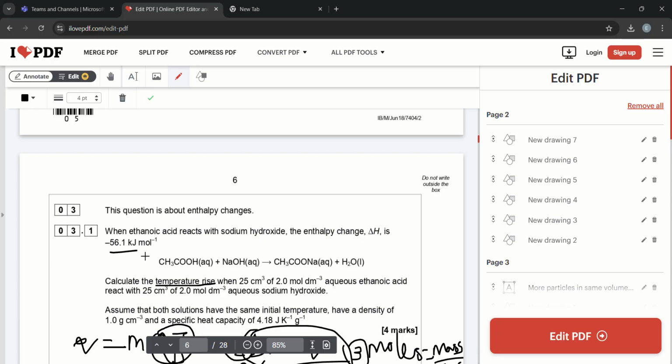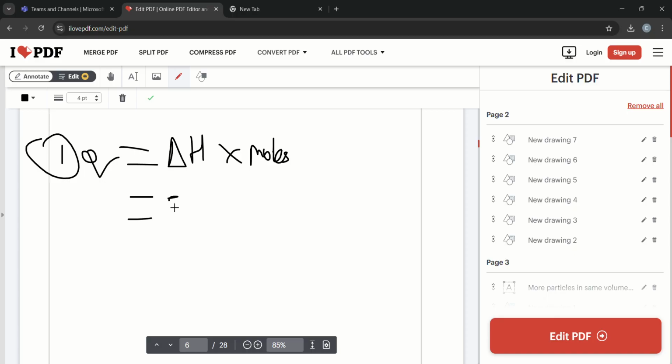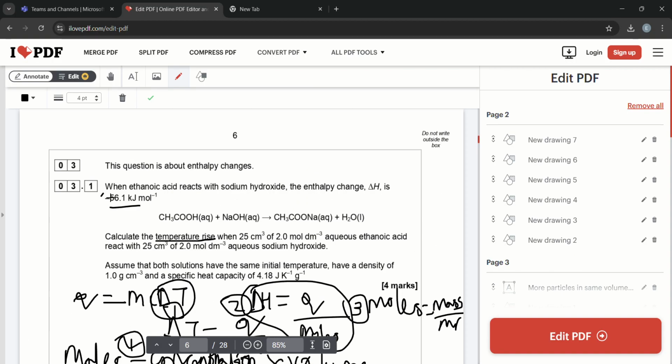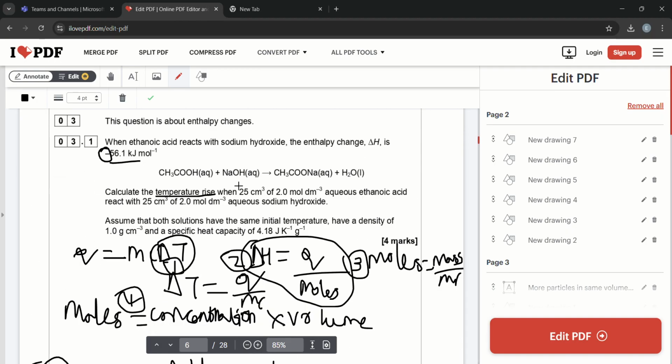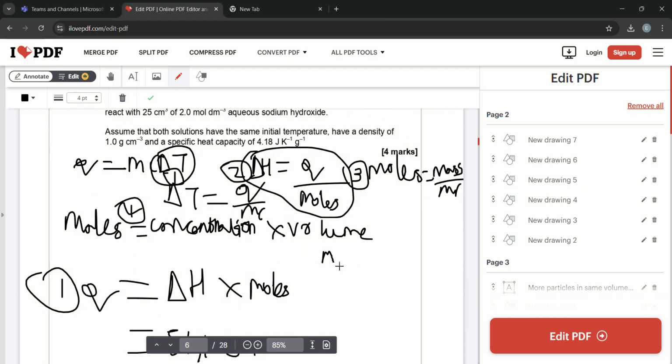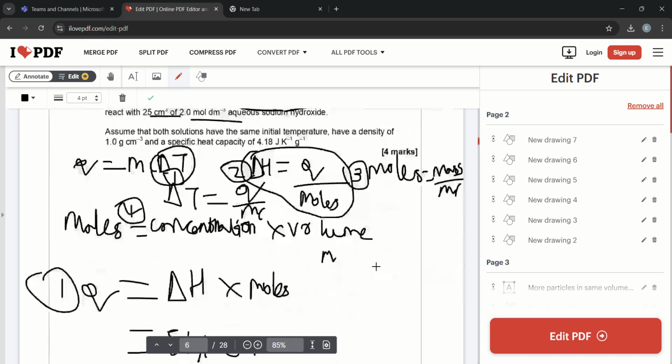Delta H is minus 56.1 kilojoules, so it's going to be 56,100 joules. We obviously don't care about the negative sign. Times by the moles. Well, we need to find out the moles. As you can see, the same volume, same concentration, so it doesn't matter which one we find the moles of, we're going to get the same number of moles.